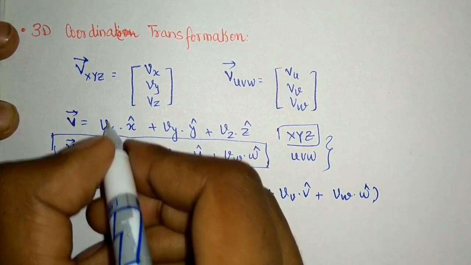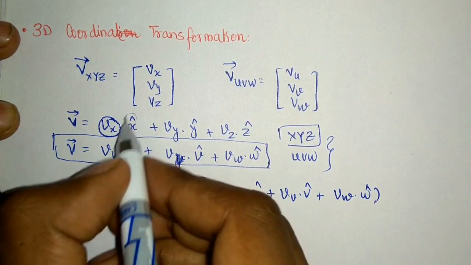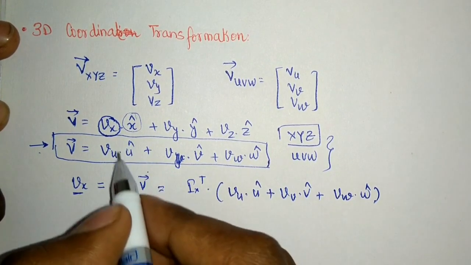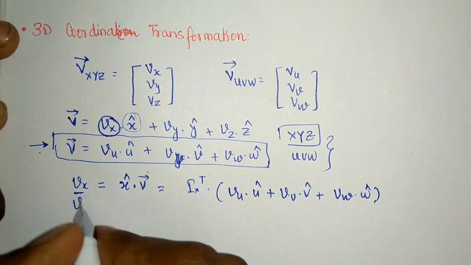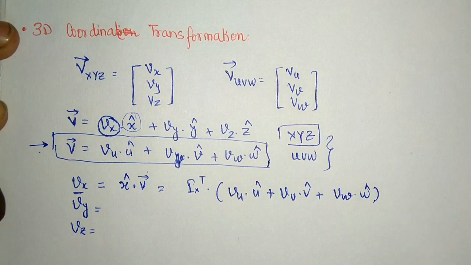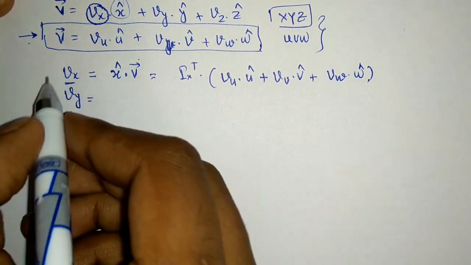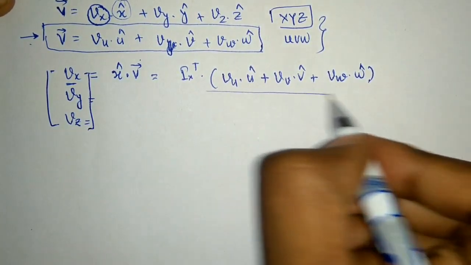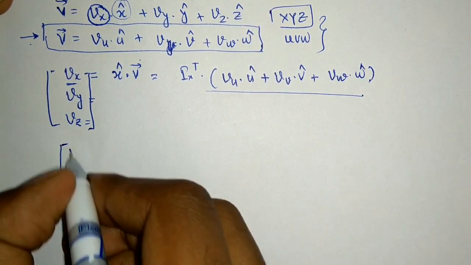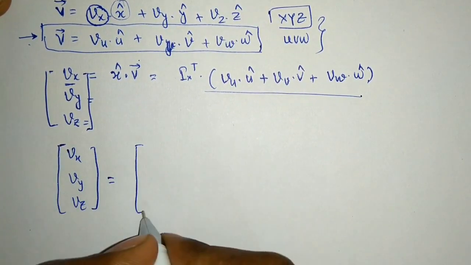So basically I am trying to get vx here, and for that, along x cap I can take a dot product of this particular vector. That is what I have done to calculate vx. Similarly, in order to calculate vy, I can do the same sort of analysis, and vz also. Then when I put them in matrix form, what I am going to get is vx, vy, vz is equal to, what will come here?